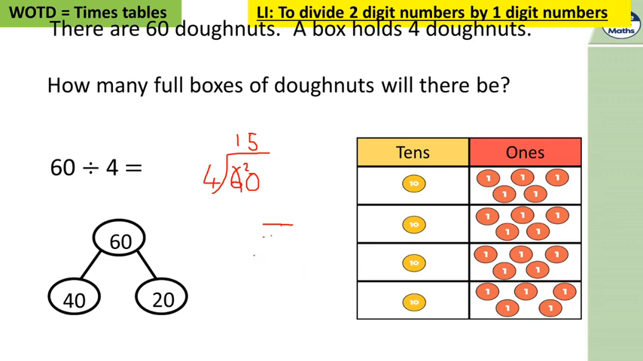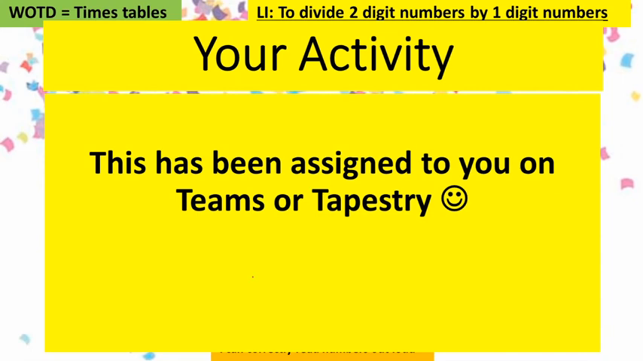However, we can look at it the other way. So I've got 20 things in groups of 4. 1, 2, 3, 4, 5, 6, 7, 8, 9, 10, 11, 12, 13, 14, 15, 16, 17, 18, 19, 20. 1, 2, 3, 4, 5 groups of 4. So you can use your times tables, or you can use the dots method for making the groups that you're searching for. So the answer is 15. 15 full boxes.